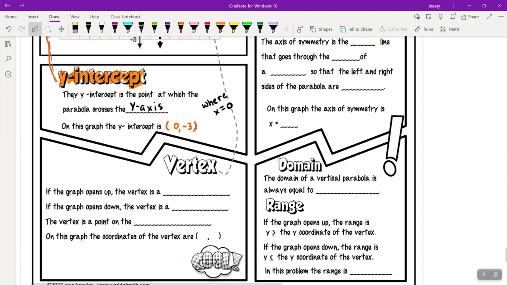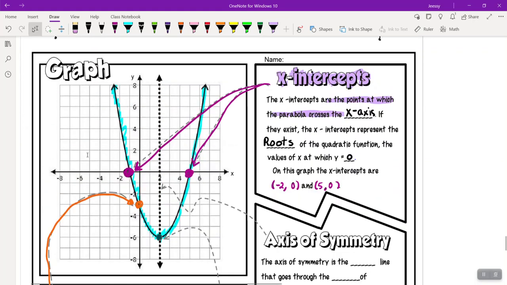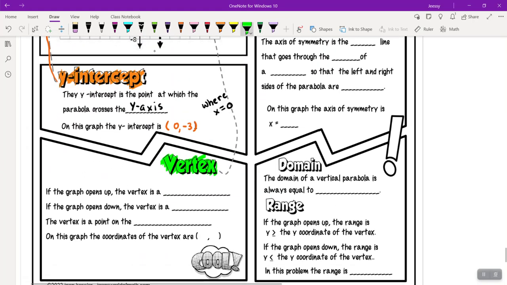Now, the vertex is the most important point on the parabola because it's where it changes. It was going up, it starts going down. It was going down, it starts going up, okay? That's the vertex. Can we all say vertex? Vertex. So if you look at a parabola, and the parabola is opening up, you see how it's making a U? So this is when it opens up. The vertex is going to be right there. It's that lowest point.